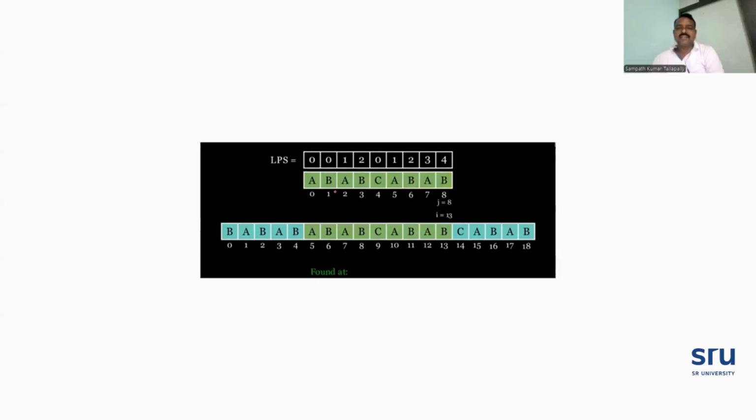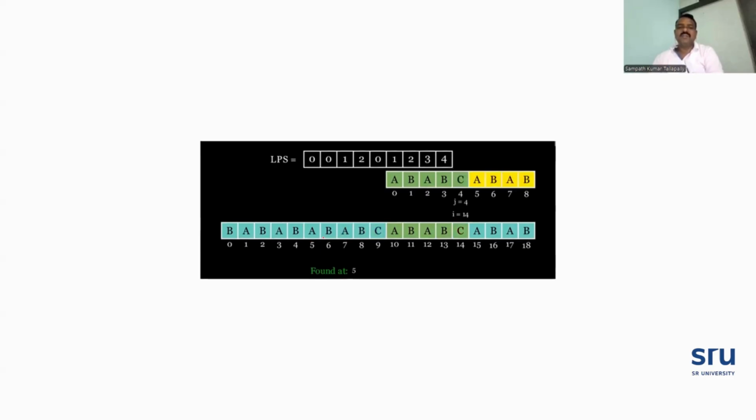Now, these characters are equal. Whenever all the elements of my substring are found in my actual string, we say the element is found at my fifth place. After this element is found, we take that index and shift the control from here to here. Done. Now again we are going to check whether it is found or not.